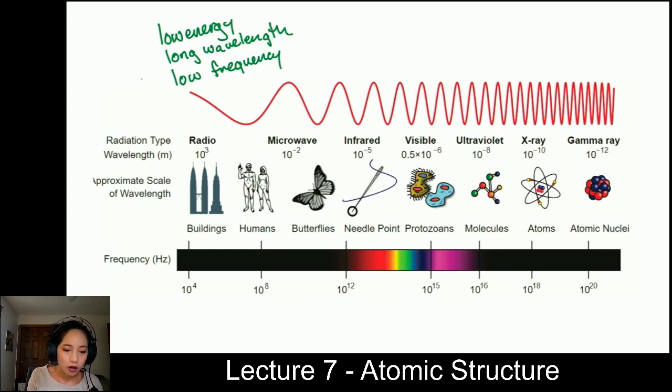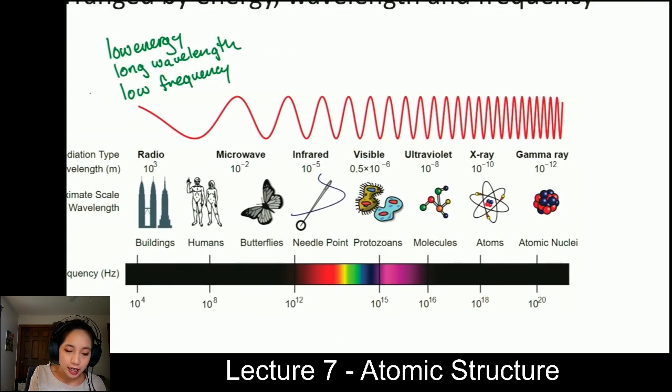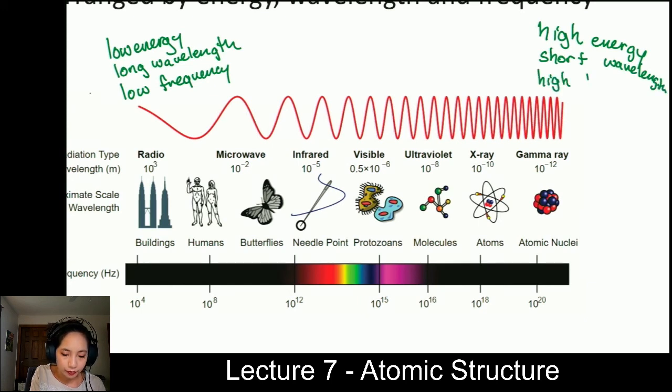And then on the high energy side of the electromagnetic spectrum, we have gamma rays. Gamma rays contain a lot of energy. These high energy photons can pierce through skin and destroy cellular tissue. So high energy photons have a short wavelength and a high frequency. That's just putting all of those concepts together that we just looked at.